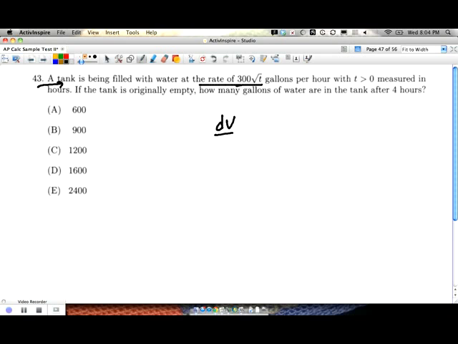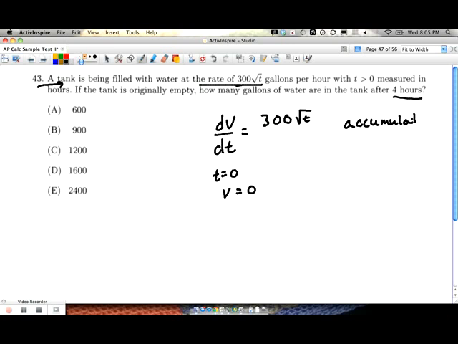We first know that the rate of change of the volume is changing in terms of time. So it's 300 times the square root of t, and t is greater than 0. If the tank is originally empty, how many gallons of water are in the tank after 4 hours? That means that when t equals 0, the volume equals 0. And if it's asking us how many gallons are being filled here after 4 hours, that's an accumulation problem.